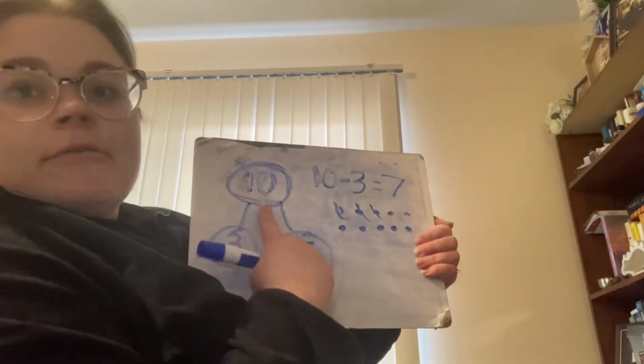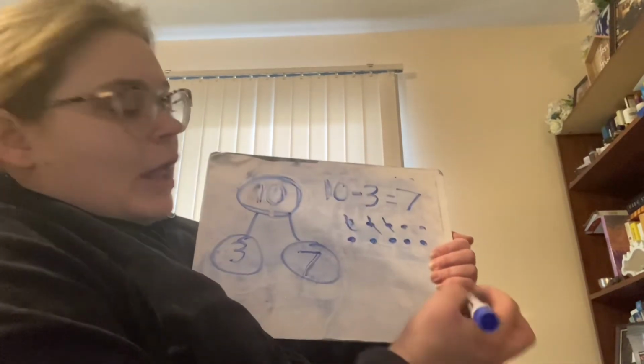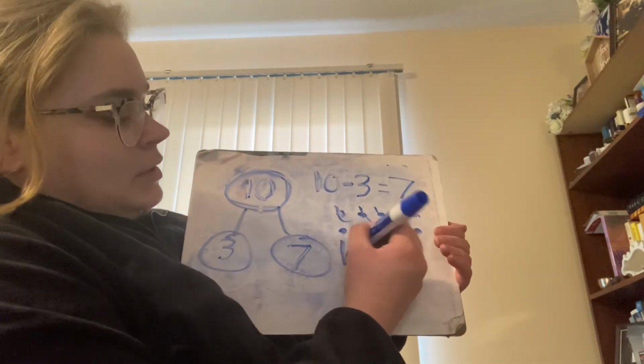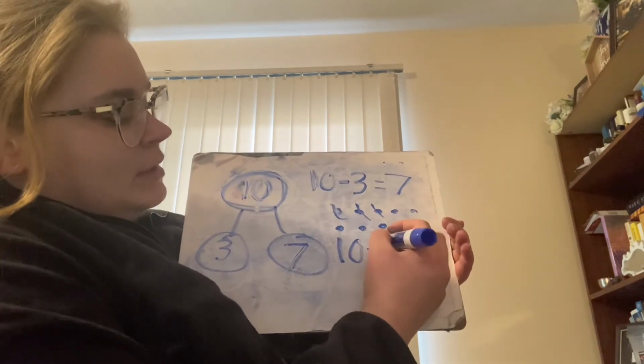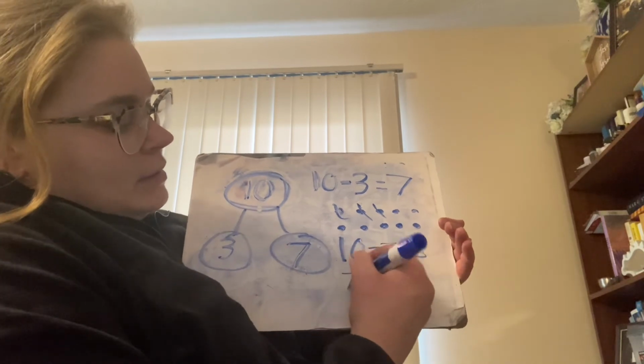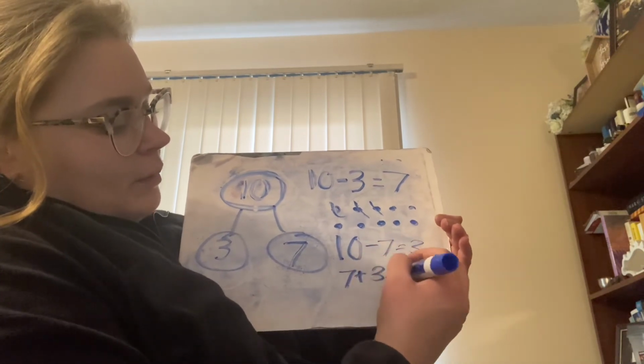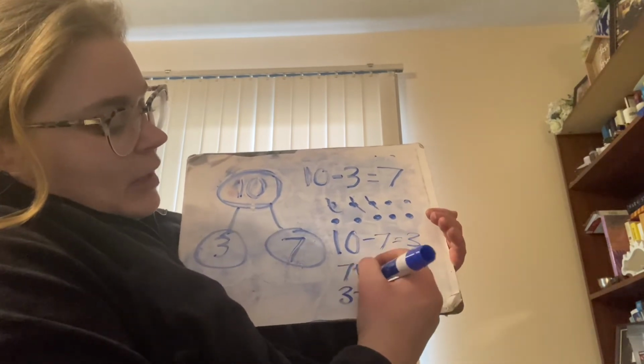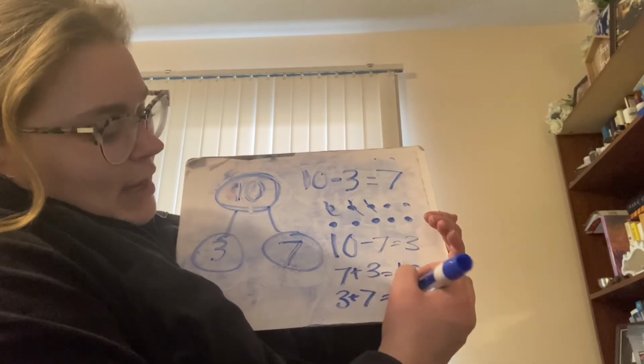And so now that I have these three numbers, I can fill out the rest of that fact family. So 10 minus 3 equals 7. 10 minus 7 equals 3. 7 plus 3 equals 10. 3 plus 7 equals 10.